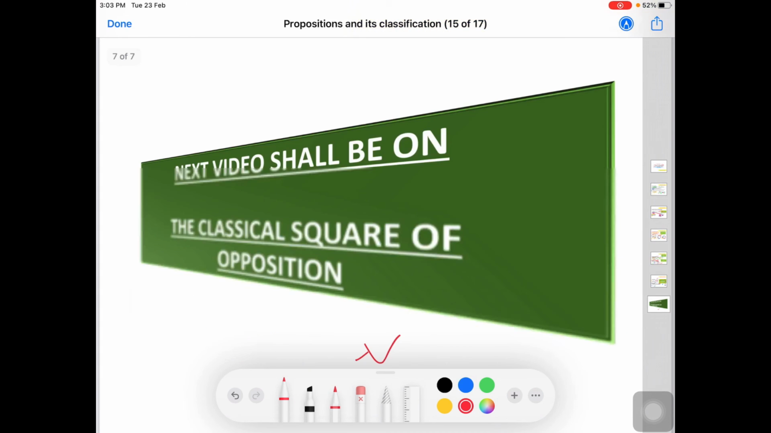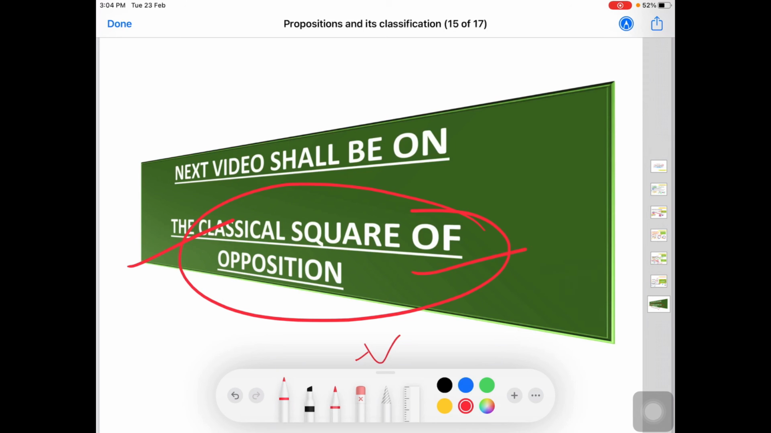In the upcoming video I will talk about the classical square of opposition, and it is a very important topic, and this topic relies completely on the classification of proposition. If you understand the classification of proposition well, then you can understand it very easily.